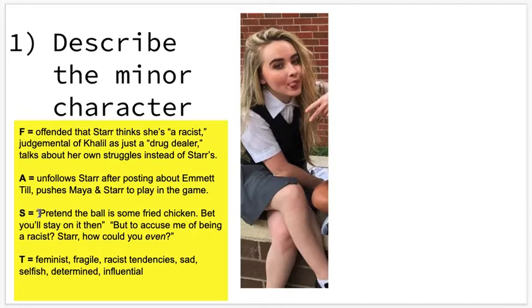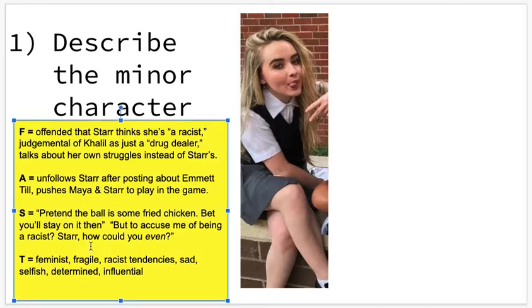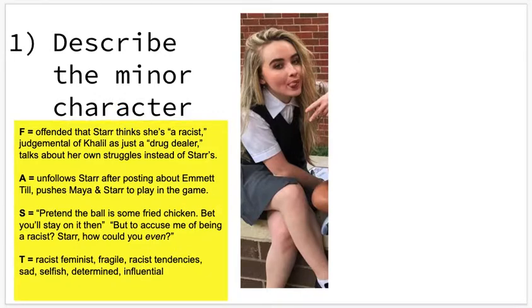Based on these, I pushed myself to find both positive and negative words to describe her so that I wasn't being too biased. So I could say that she's a feminist. She clearly worries about that, but it's kind of a racist feminism, so maybe I'll adjust that and say racist feminist. She also seems pretty fragile. She clearly has racist tendencies. She's sad because of her mom. She seems selfish. She also just seems determined. She does seem like a leader, so I put influential. She did direct her friends to do this, and people listened to her about the protests and whatnot.